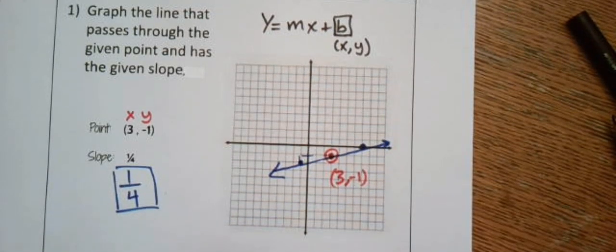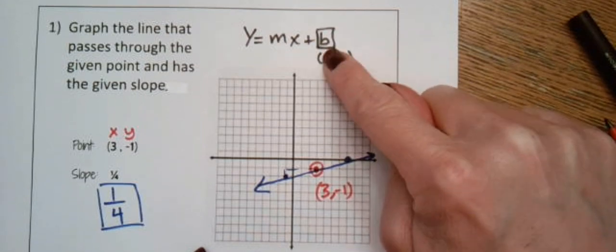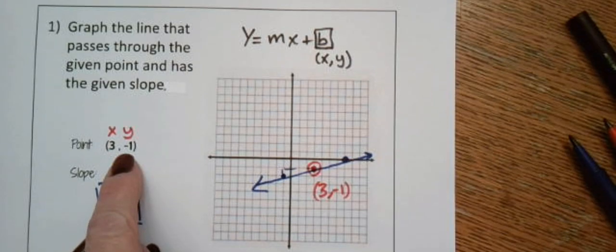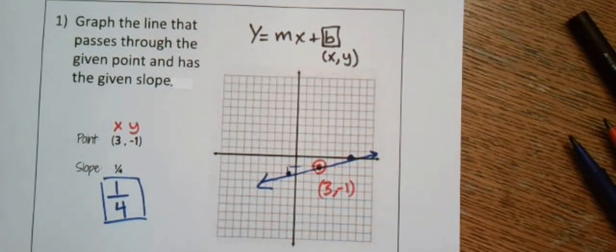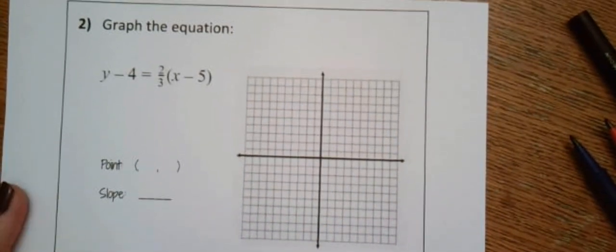There we go. Okay, so very similar to graphing this way. You start with the y-intercept point, and then you make additional points using the slope. Here we start with the point given, and then make additional points using the slope. Not too bad. Okay, but in number 2, we're just given the equation.